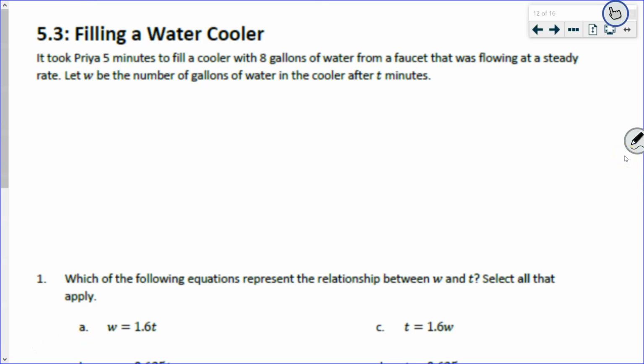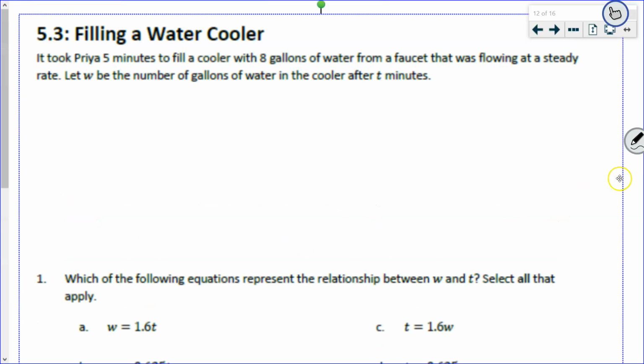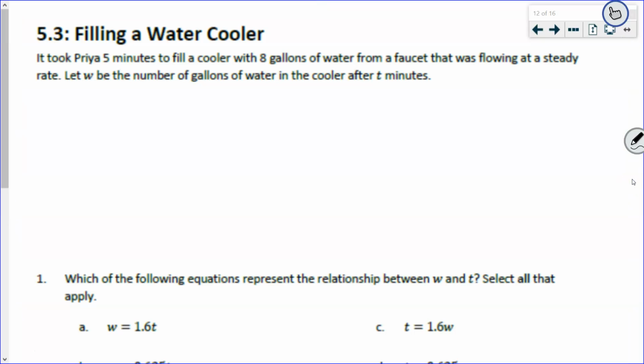So to get started, it reads, it took Priya 5 minutes to fill a cooler with 8 gallons of water from a faucet that was flowing at a steady rate. Let W be the number of gallons of water in the cooler after T minutes. To get started on this, when I look ahead, it looks like we're looking at equations. And since we're looking at equations, the only time we have ever written an equation is when we have started with a table. We don't have a table for this problem. However, we can make a table.